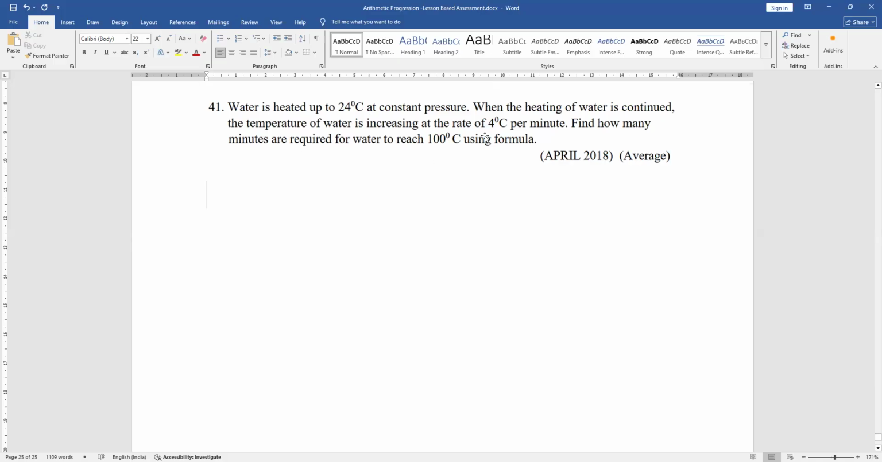They are increasing the temperature of water by how much? So water's temperature is increasing by 4 degrees Celsius. The 24, the next minute it is going to raise to 28. Next minute it will be raising to 28 plus 4, that is 32.